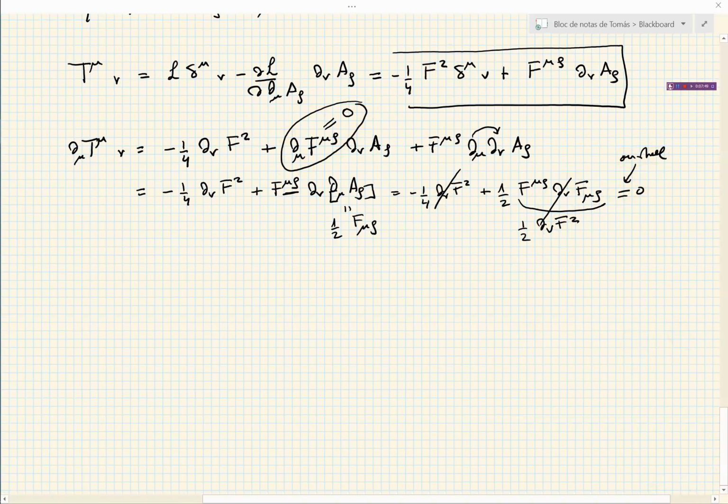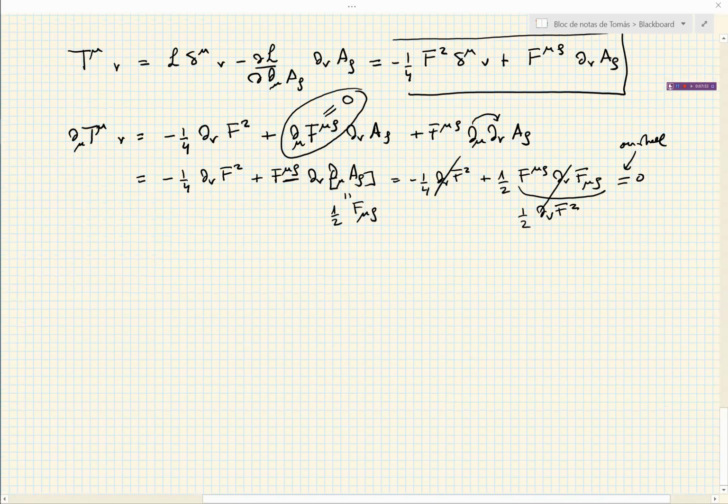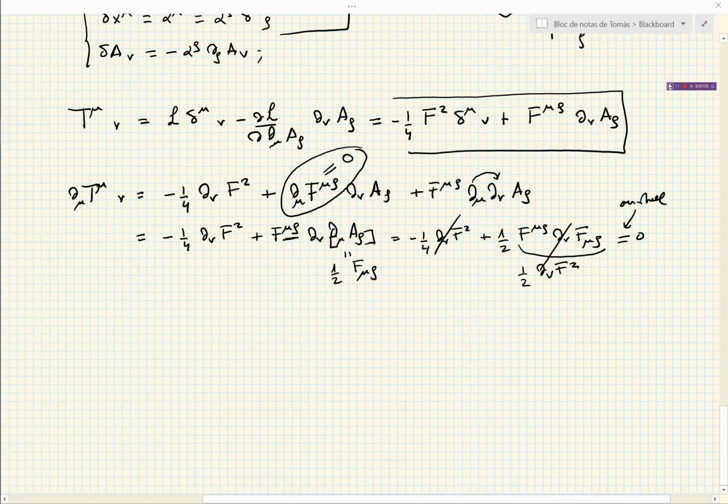So you could say that this energy momentum tensor is perfectly fine, but observe two things. This energy momentum tensor, well, one of the properties that we would like to have is that it is symmetric if I raise or lower the indices. Why?